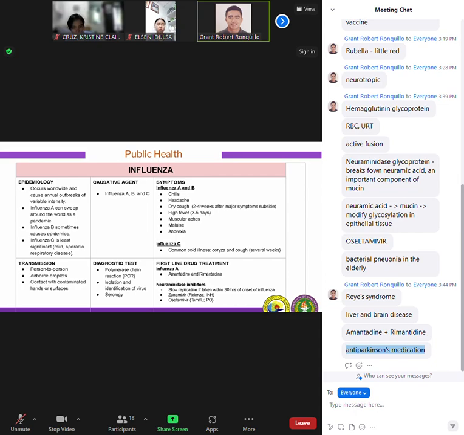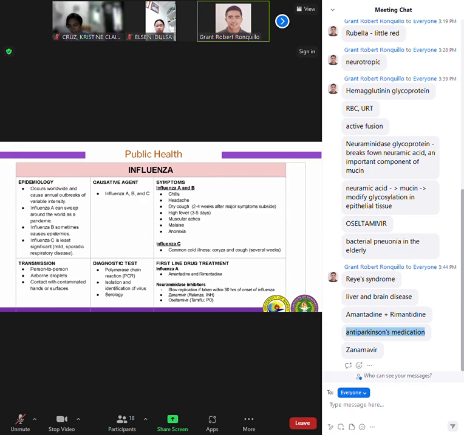Okay. So, ano pa po yung mga pwede nating ibigay for patients? Meron tayong mga zanamivir and yun nga ang oseltamivir. Zanamivir and oseltamivir are both neuraminidase inhibitors. So, pwede itong ibigay itong oseltamivir at saka zanamivir for influenza A at saka influenza B. Yung amantadine and rimantadine for influenza A.